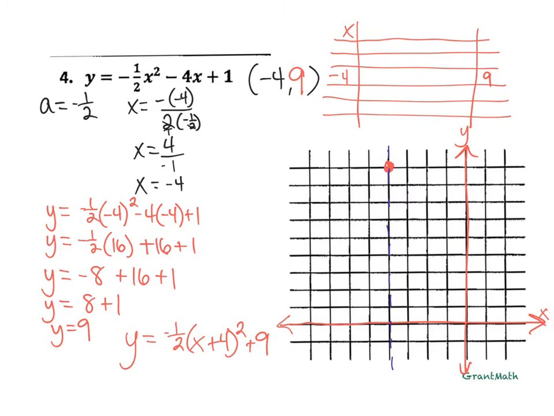Pick where it's going to hit. So I'm going to plug in on my x. I will put a 0. It's going to be way down here. So plug it in. -1/2 times 0 squared -4 times 0 plus 1. What's it going to be? 0 minus 0 plus 1. 0, comma 1.